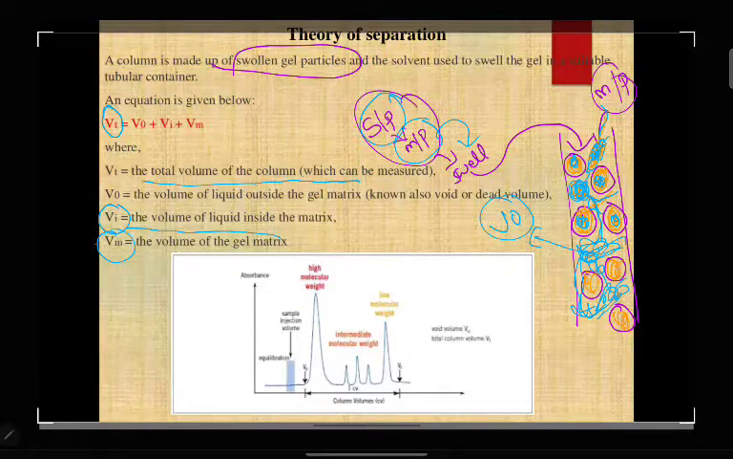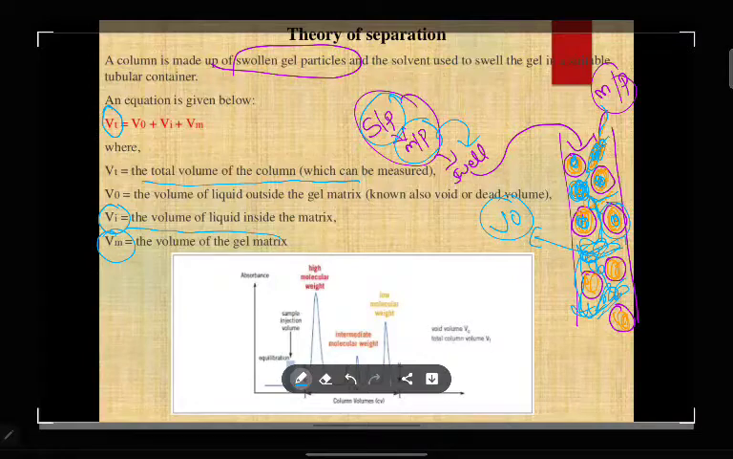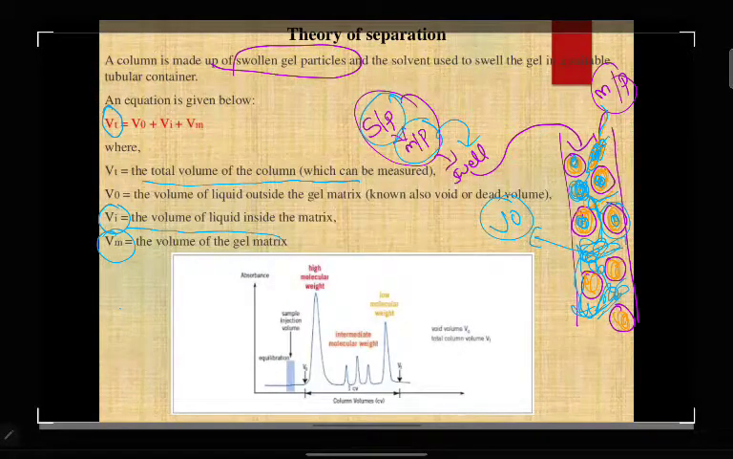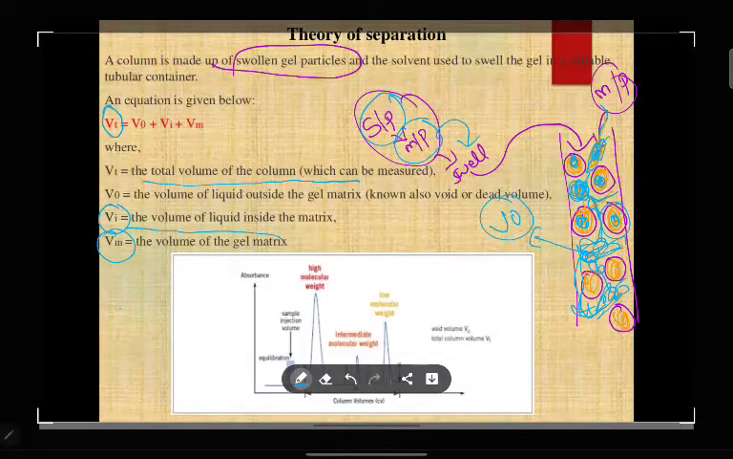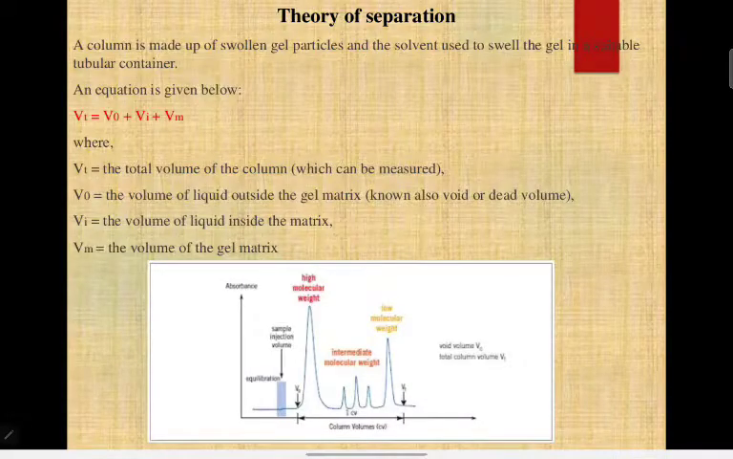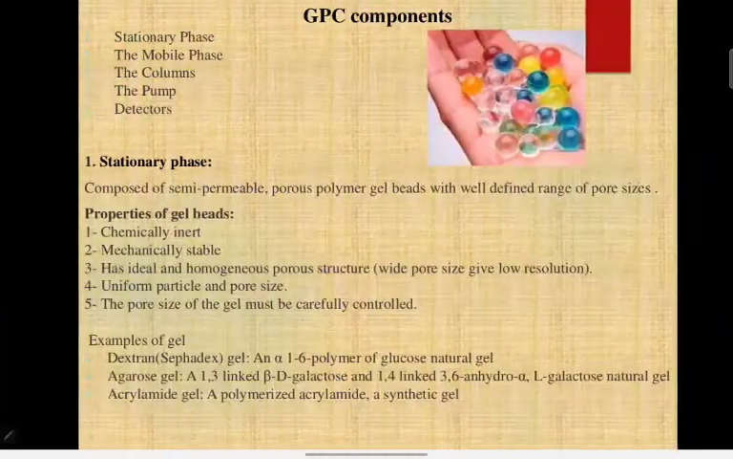Now Vm means only the gel. You are filling your stationary phase, no? How much quantity of gel you took? That is the volume of only gel. So that's why VT, the total volume of the column, equals the sum of void volume, plus volume of liquid inside the matrix, plus the volume of gel matrix. Clear now? So this is the theory behind gel permeation chromatography, or gel chromatography.